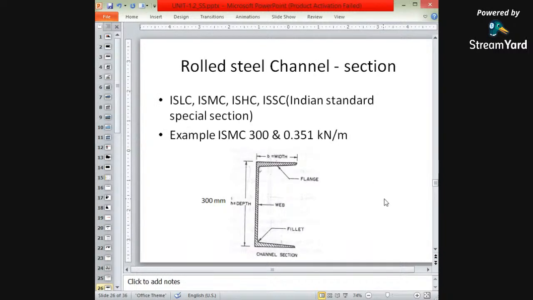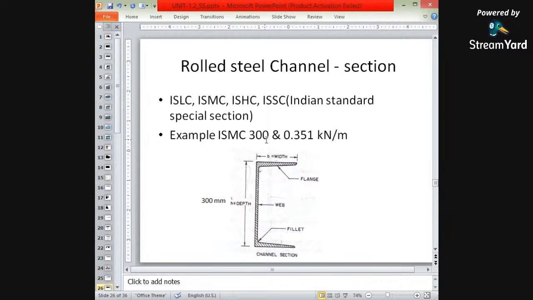Again, rolled steel channel sections. We have seen beam sections, that is I sections, and here it is the channel section, that is C section. Indian Standard Light Channel sections, Indian Standard Medium Channel sections, Indian Standard Heavy Channel sections, and Indian Standard Special Channel sections. What is an example of ISMC? That is Indian Standard Medium Channel section 300.